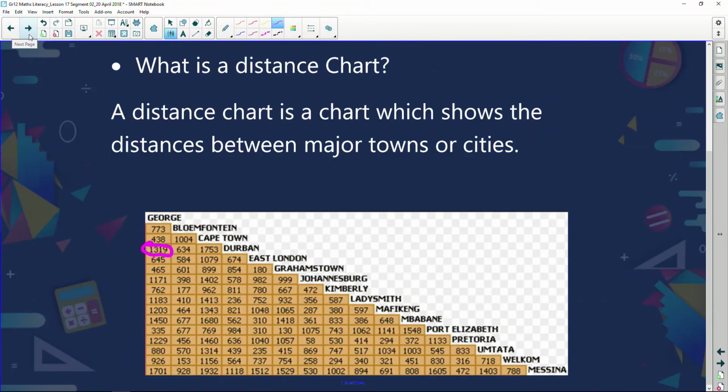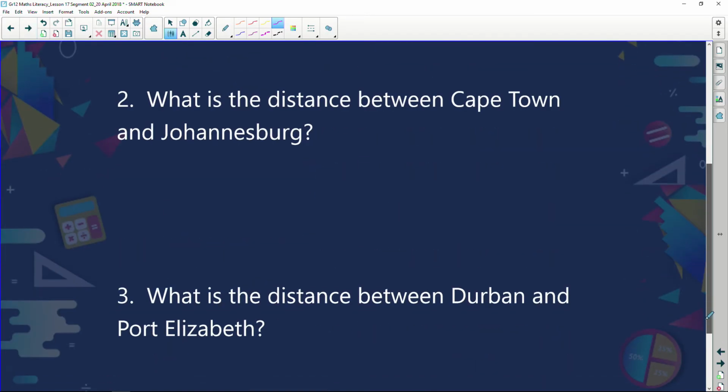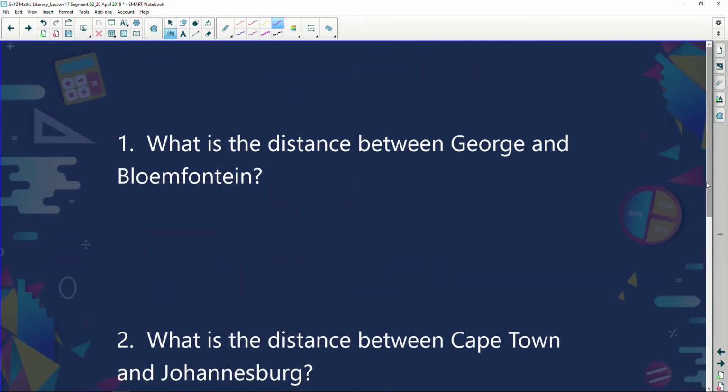Let's say we want to find the distance between Johannesburg and Cape Town. I'm going to look at Cape Town. I'll drop a line down in Cape Town. Johannesburg goes across, meets Cape Town at 1,402 kilometers. Let's see the type of questions which they can ask. What is the distance between George and Bloemfontein? What is the distance between Cape Town and Johannesburg? Also asking, what is the distance between Durban and Port Elizabeth?